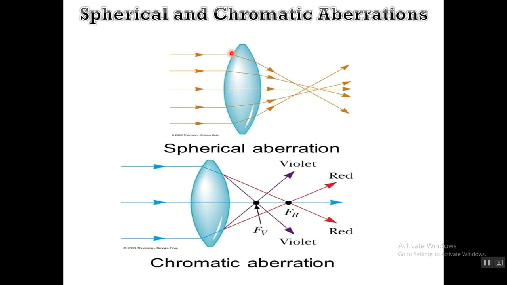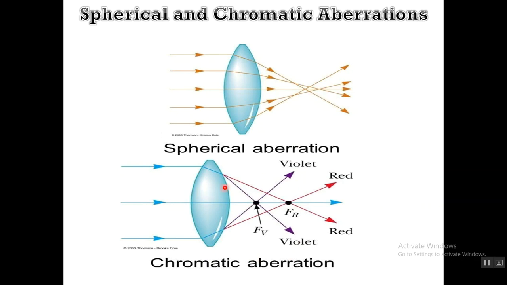So any light falling on the peripheral part of the lens will converge to a near point, and at the center of the lens will converge to a far point. This is called spherical aberration. It makes the image blurred, not clear. And the second is called chromatic aberration.